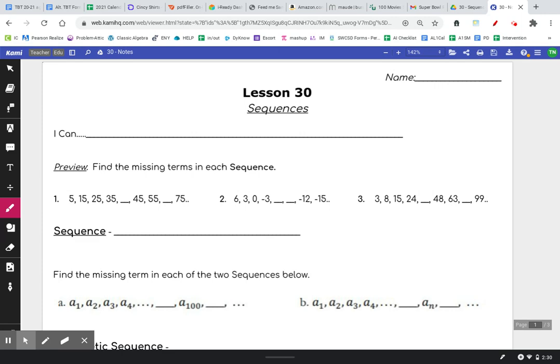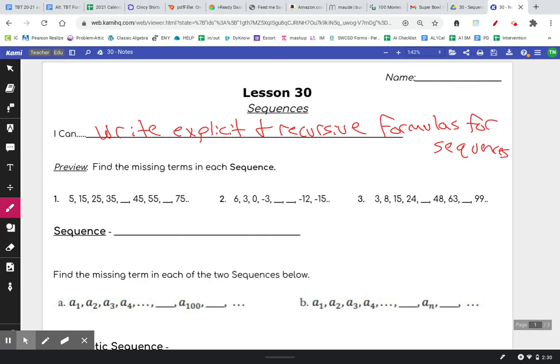Here we are going to be looking at Lesson 30. Lesson 30 focuses on sequences. And our goal today, by the time we get out of Lesson 30, is to be able to write explicit and recursive formulas for sequences. I'll give you a second to jot that down. Our goal, again, we want to be able to write explicit and recursive formulas for sequences.